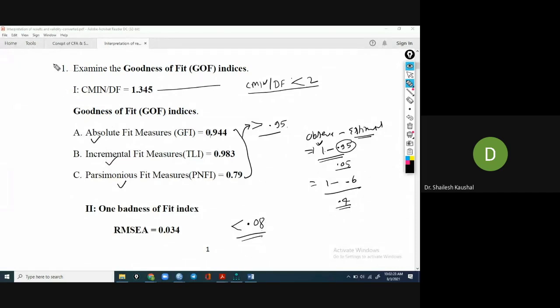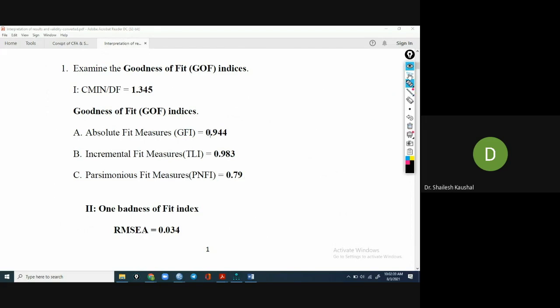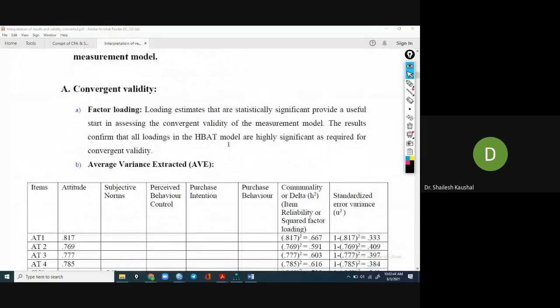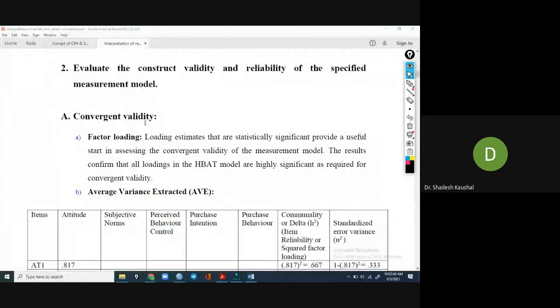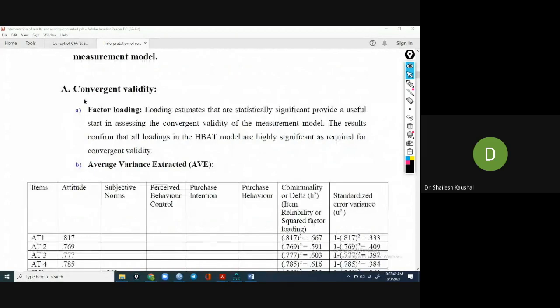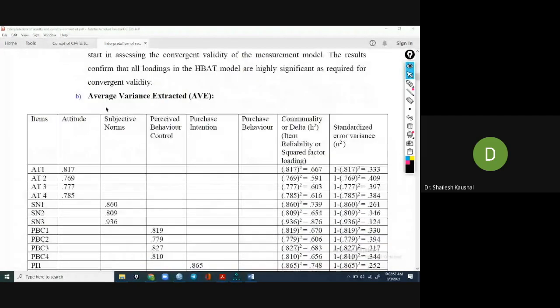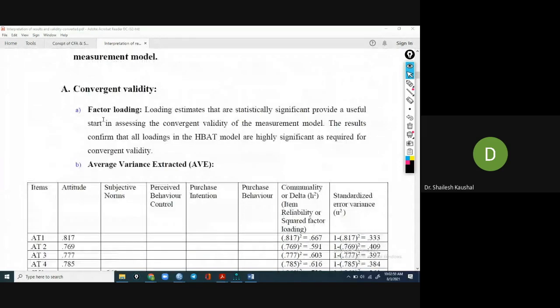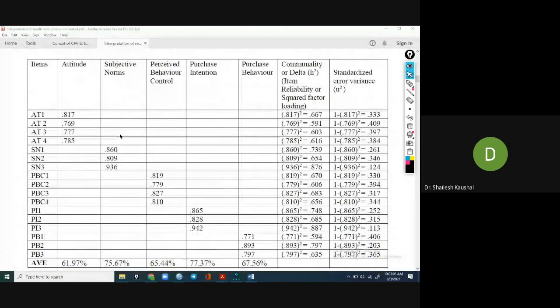If we obtain all the values, then we can say our measurement model is valid. In the second stage, we find the convergent validity or construct validity. So how will we find the convergent validity? The first method is the standardized factor loading. In the standardized factor loading, these are the values.